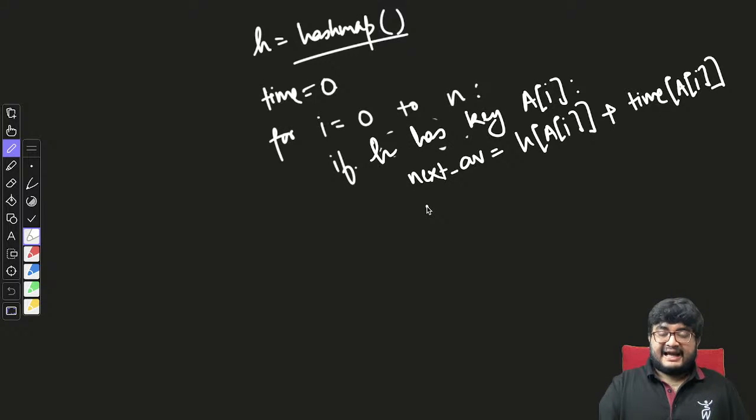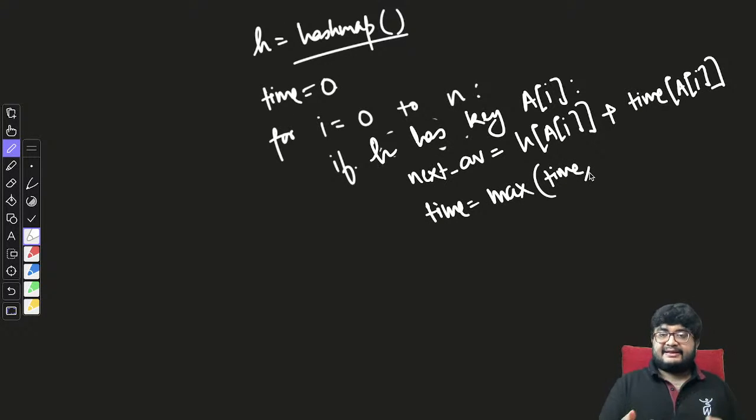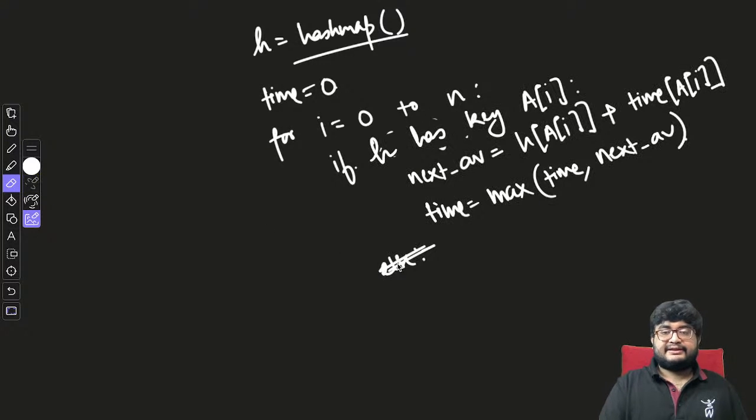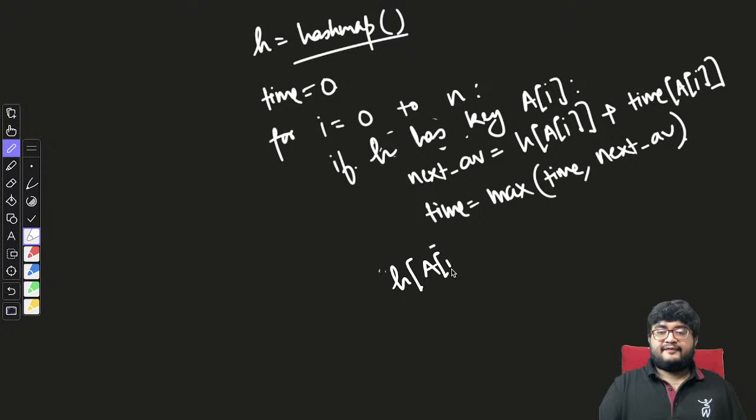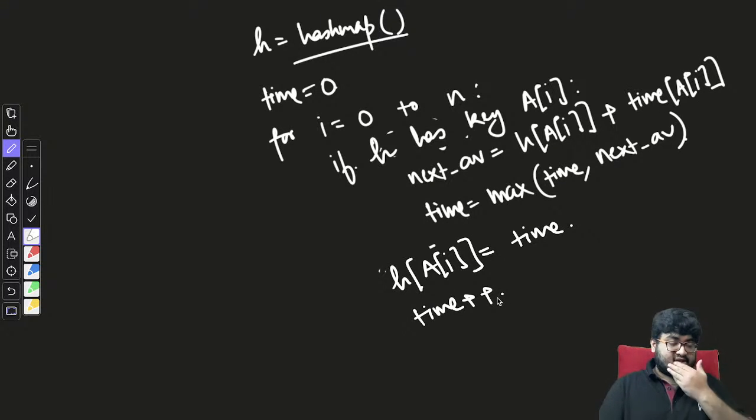So our time will be equals to what? It will be equals to the max of, if time is greater, it will remain that, or it will be next available, like we'll have to wait for that and update the hash map, right? Else we don't have to do anything. It is the first time we are taking the element, so we don't really have to do anything in this case. Now we just have to update the hash map. So h of A of I equals to time and then time plus plus as we go to the next index. So this should be the code.